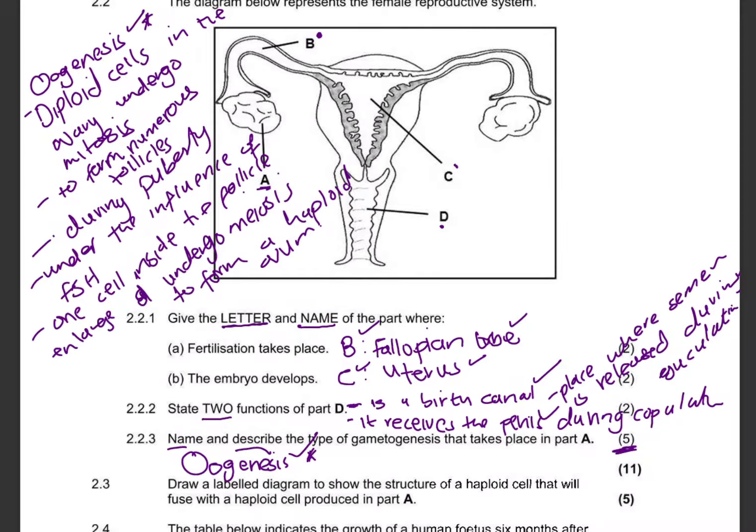How will this be marked? Let me change my color here. So the first mark will be the compulsory mark. So 1 mark for naming the gametogenesis process. Then the second mark will be talking about diploid cells undergoing mitosis to form numerous follicles during puberty under the influence of FSH. One cell inside the follicle will enlarge and undergo meiosis to form a haploid ovum. So I know there's 5 ticks for the describing part, but the teacher will mark any 4. All right.